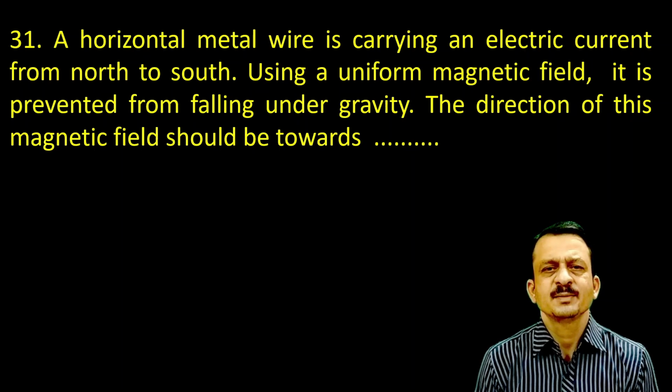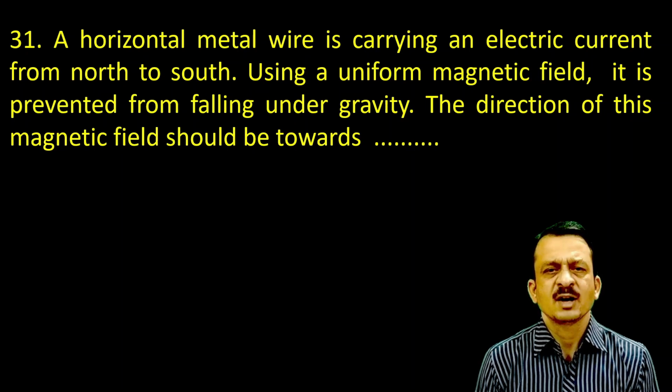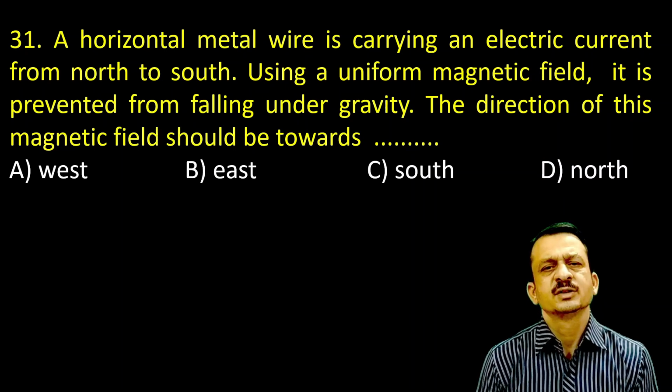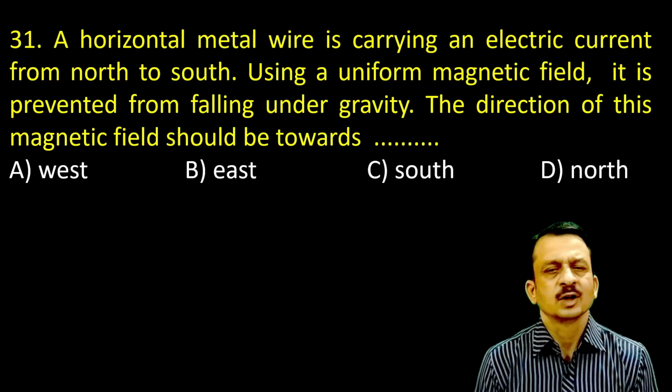Now here there is a metal wire which is carrying a current from north to south direction. Now it is prevented from falling down under gravity. That means it is suspended in mid-air. Now gravity is pulling downwards, and there is an upward magnetic force. The direction of the magnetic field they have asked. Okay, option A west, B east, C south, and D north.